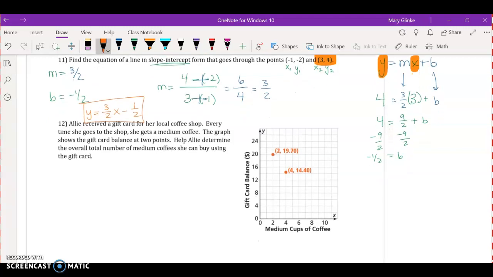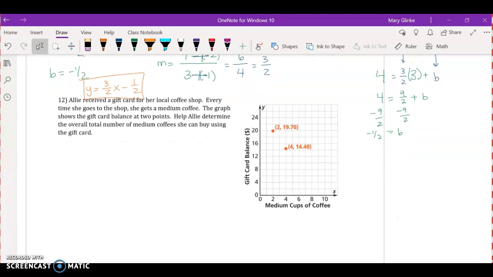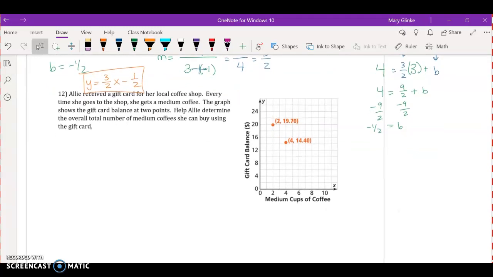So go ahead and take a look at number 12. It's the exact same idea. Take a look at number 12, pause the video, and try to write your own equation first.